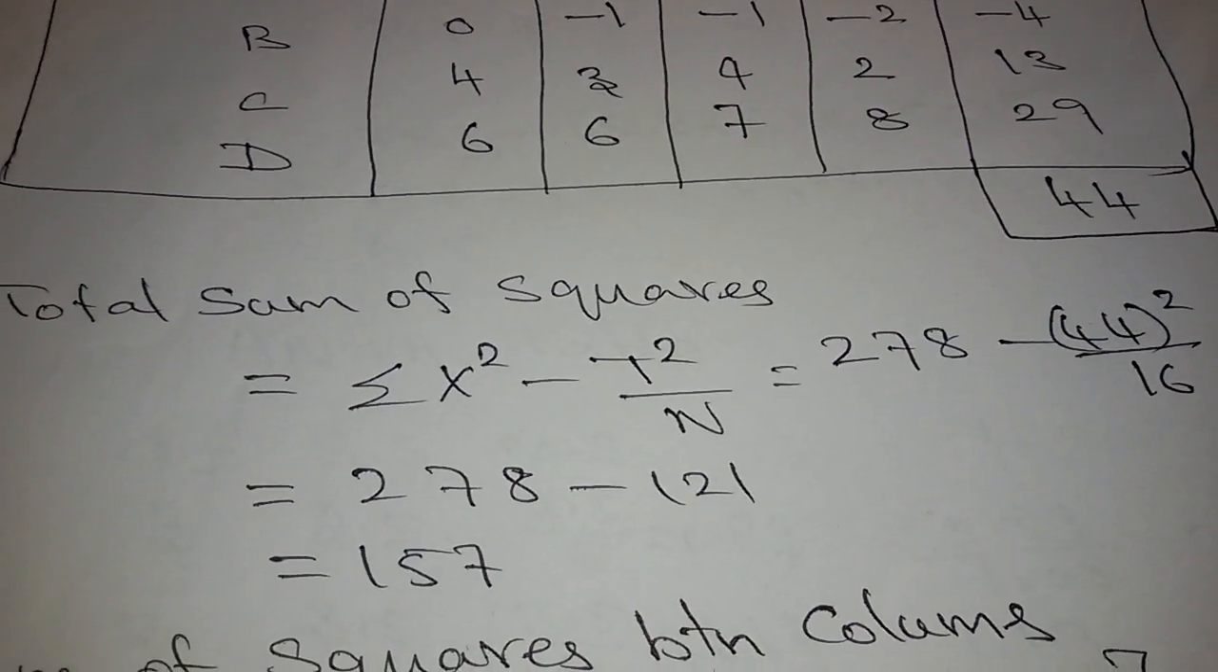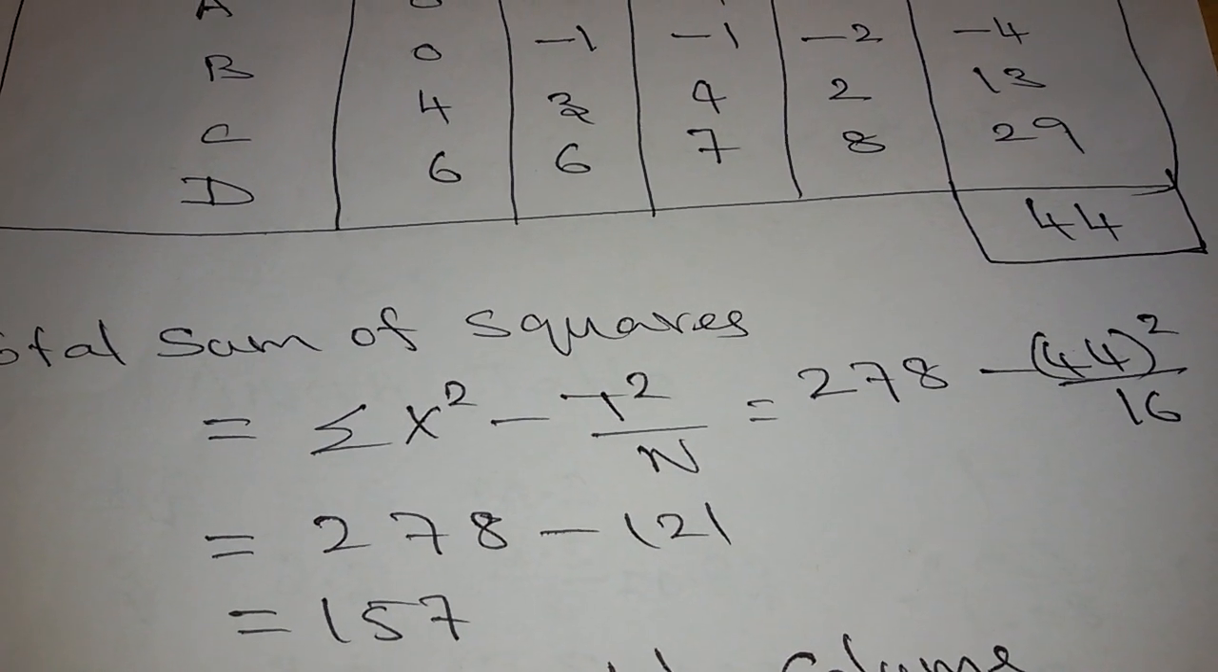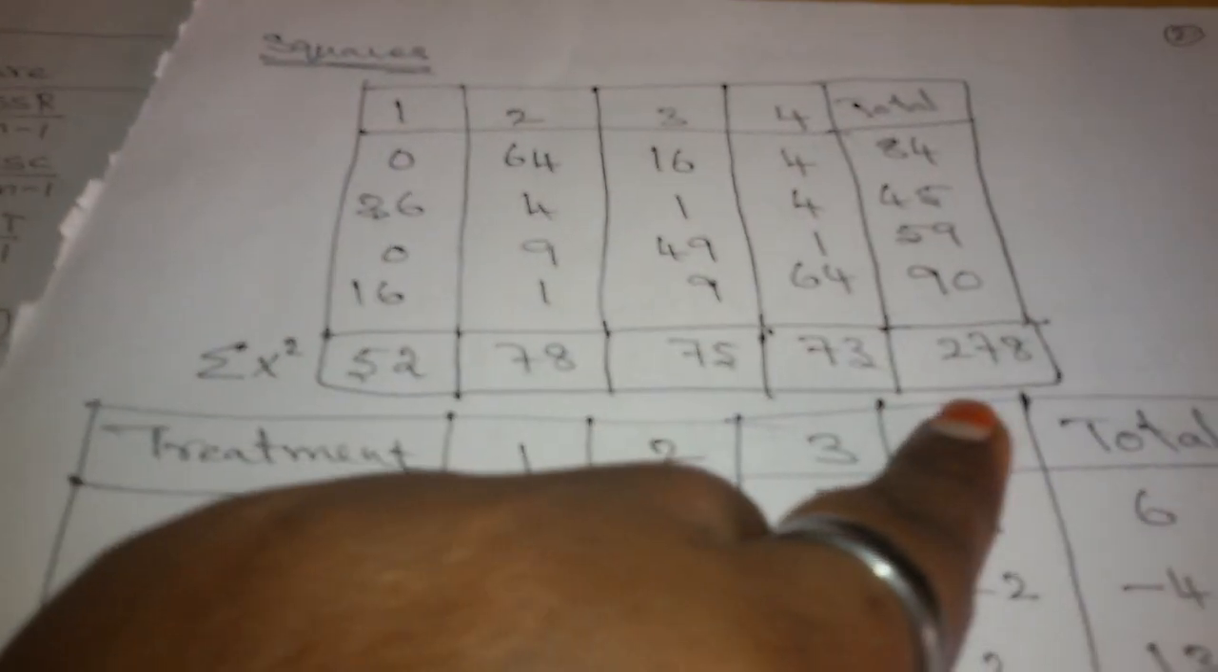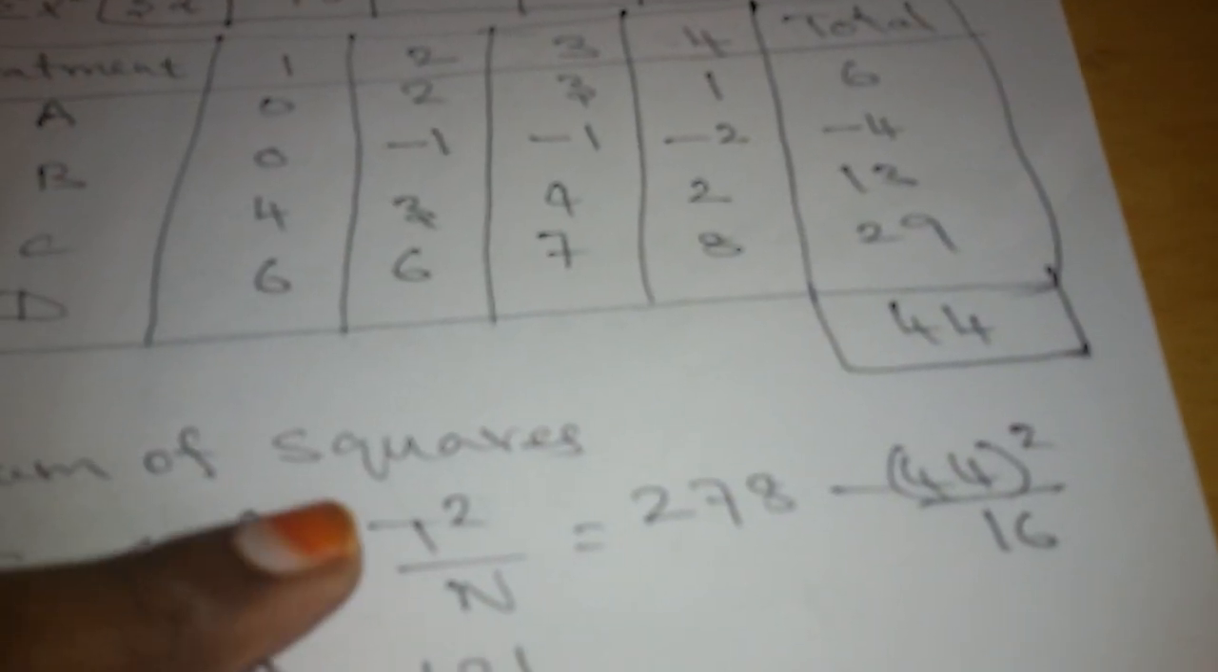Next you have to find the total sum of squares. Total sum of squares is summation x squared minus T squared by n. T squared by n is nothing but the correction factor. Summation x squared is this one, 278. 278 minus the correction factor: T squared is 44 squared, divided by n, the number of data, which is 16. So you get the value 157 here.